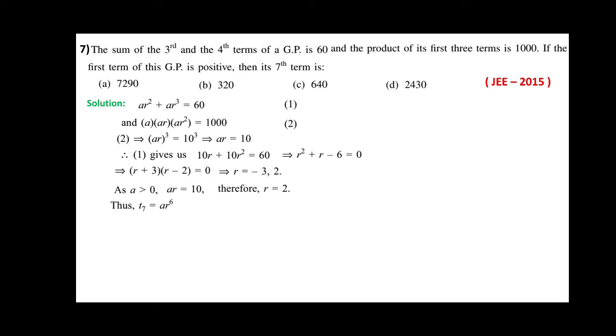T7, the 7th term of this GP, is A into R to the power 6. So, just replace the values of A and R here. We have already AR is equal to 10. Therefore, AR into R to the power 5. So, AR value is already 10 into R value is 2 to the power 5. Therefore, 2 to the power 5 is equal to 32. 32 into 10 is equal to 320. Therefore, the right option is B.